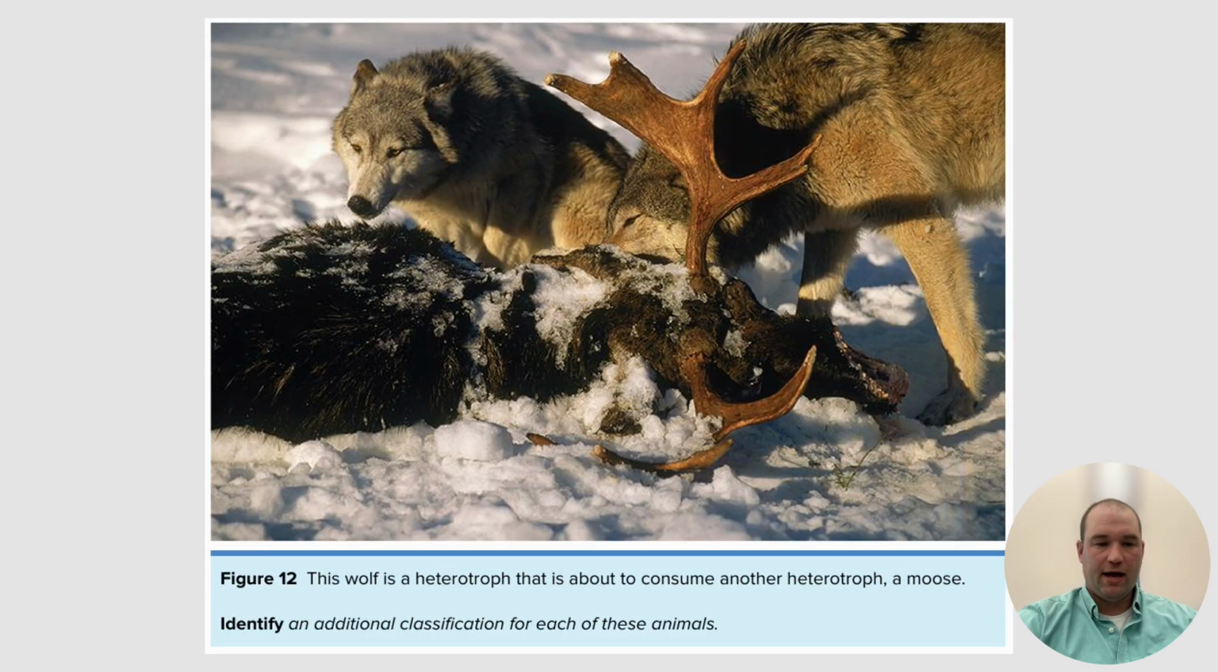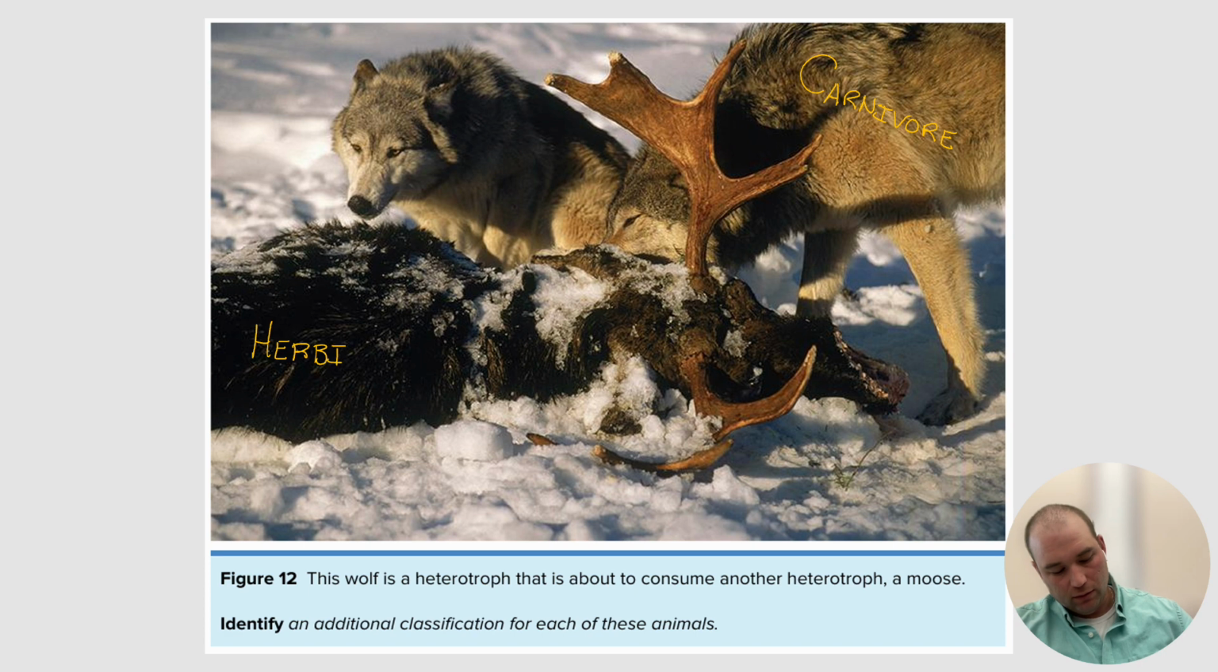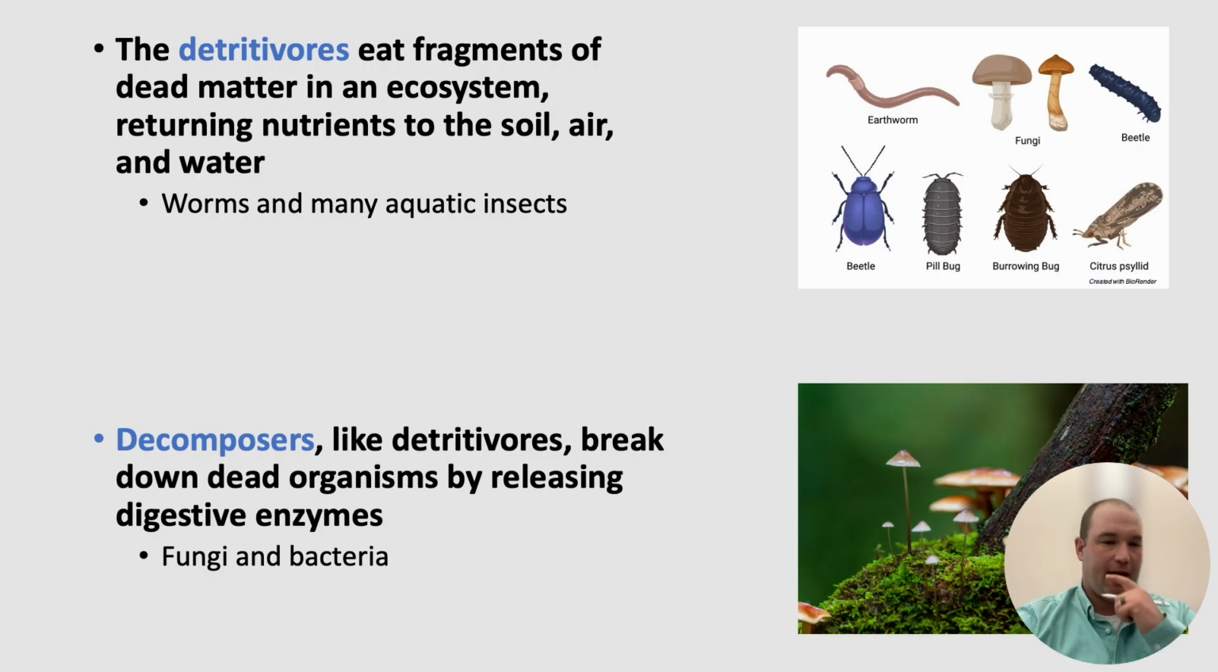If we take a look at this picture right here, it is representing a wolf, which is a heterotroph, about to consume another heterotroph, the moose. Our wolf would be a carnivore, meaning that it is eating the meat of the moose, whereas the moose would be an example of an herbivore. Now, remember, both of these organisms are consuming something else. They are just doing so in a slightly different way. So, again, those are the classifications that we have.